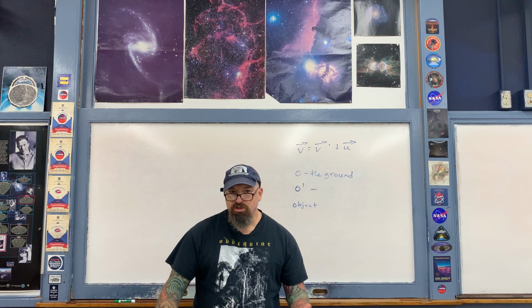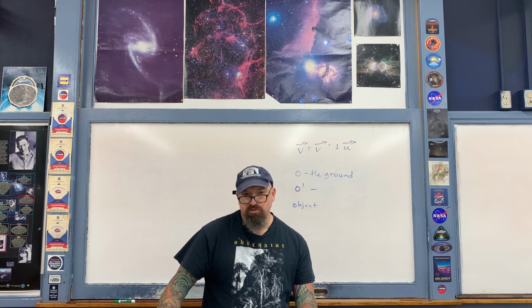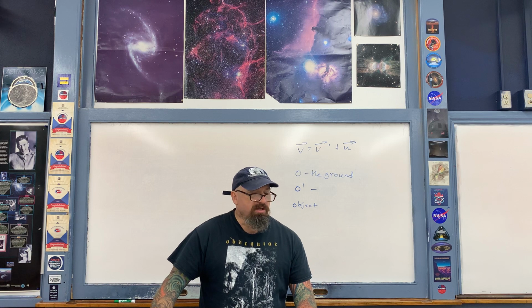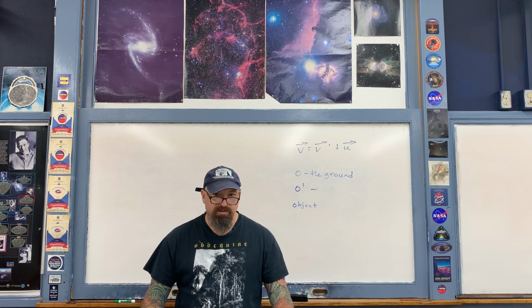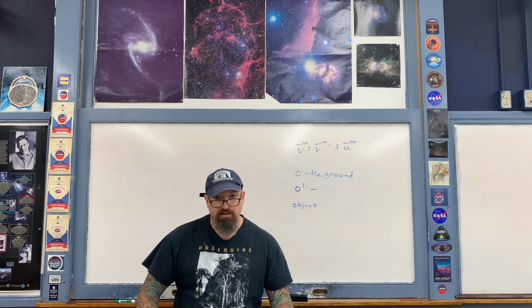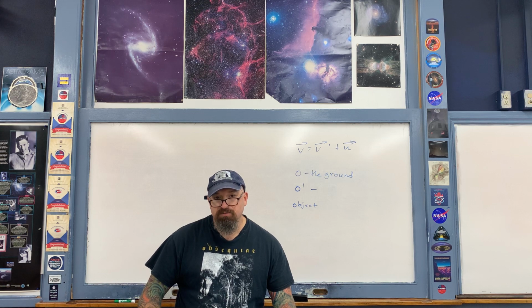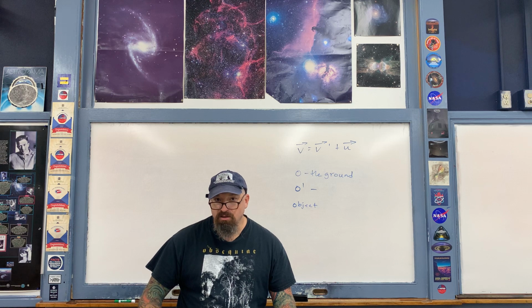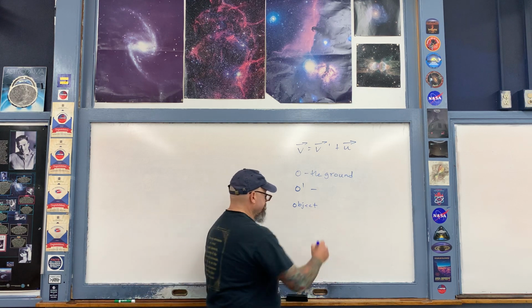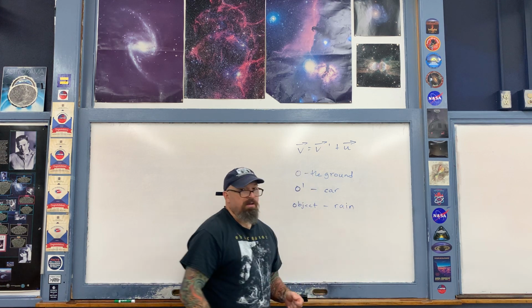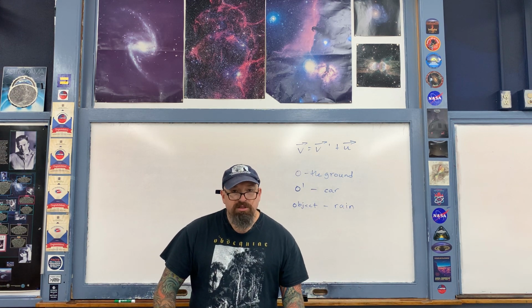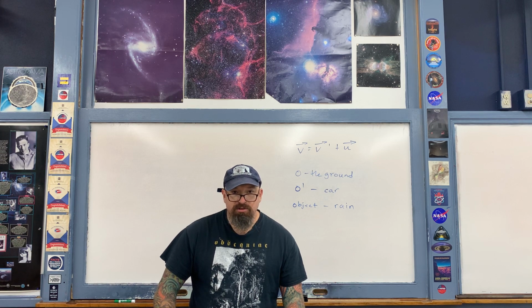Which one is which? Which is the object and which is the moving reference frame? Remember that the object is always the thing that is being described with respect to two other things. In this case, it's the rain. The rain is being described with respect to the ground and with respect to an observer in the car. So therefore the rain is the object and the car is the moving reference frame, O prime.